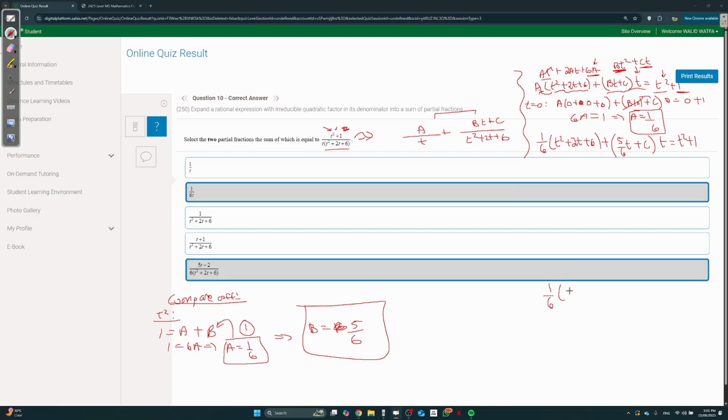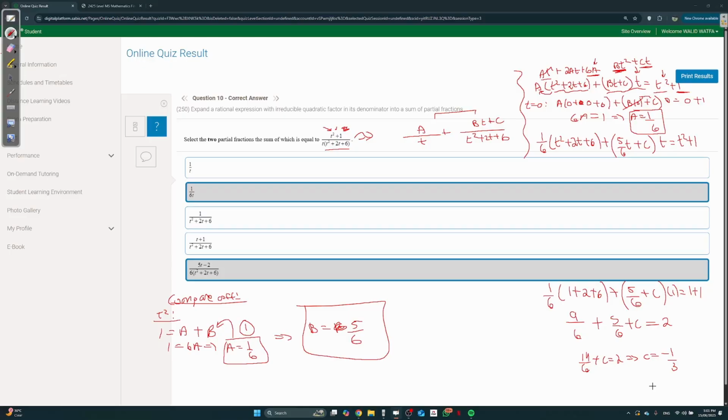So 1 over 6 into 1 plus 2 plus 6, plus 5 over 6 plus c times 1, equals 1 plus 1. If I fix this, you're going to get 3 plus 6, 9 over 6. 9 over 6 plus 5 over 6 plus c equals 2. You're going to get 14 over 6 plus c equals 2. That means c is equal to negative 1 over 3. So you now have a, b, and c.